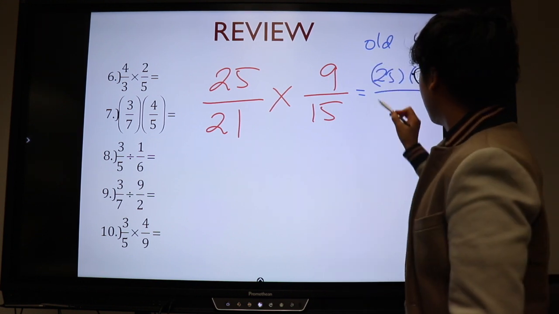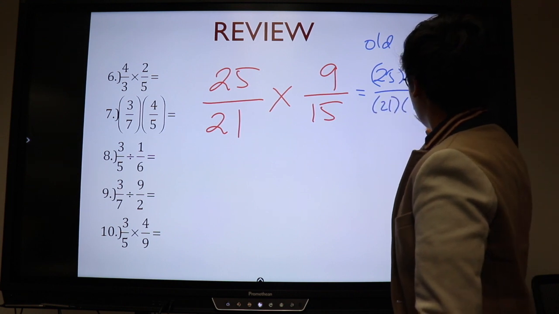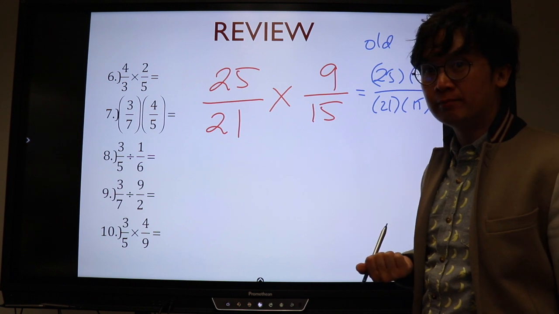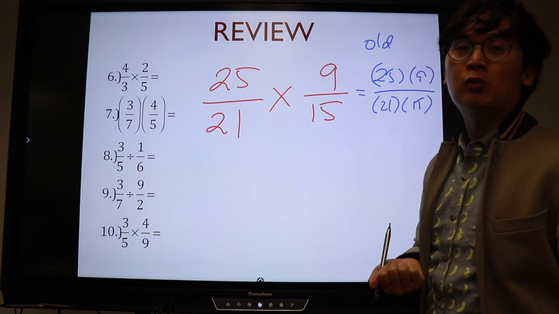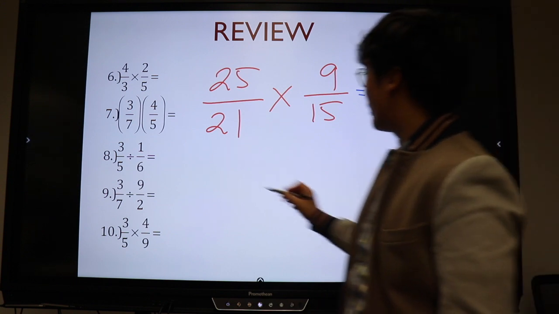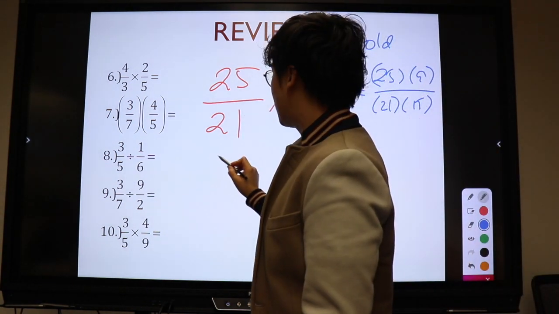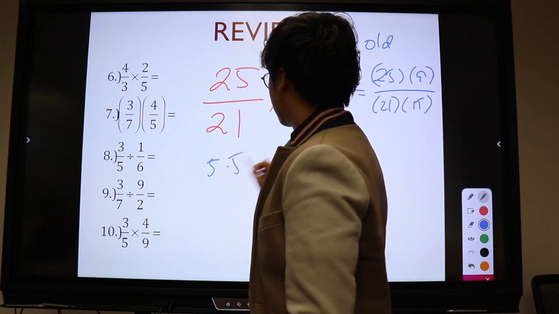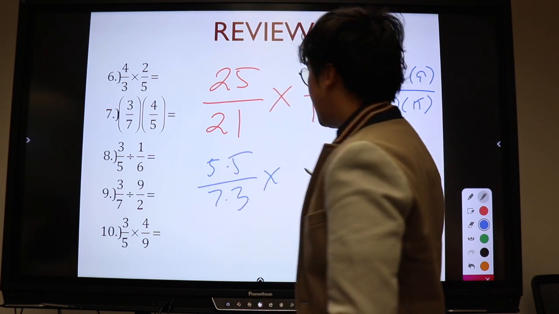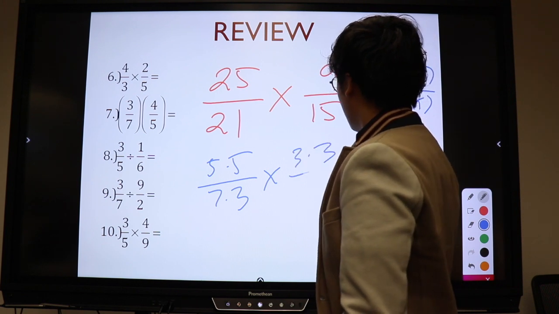you'll be multiplying 25 and 9 and 21 and 15, which is too big, right? Can you multiply this in your head? Probably not. But why multiply it in your head if you can factor? So, 25 is? 21 is? 9 is? 15 is?